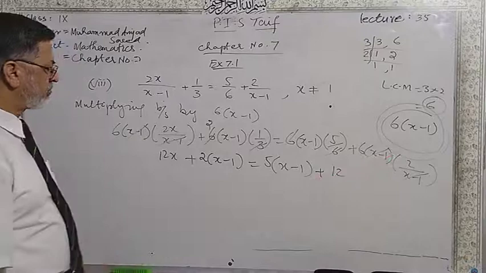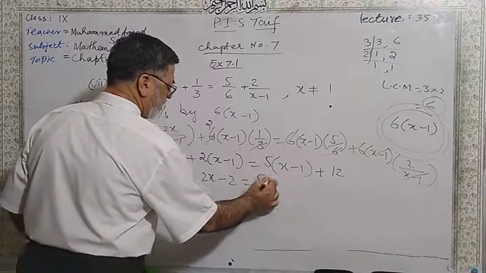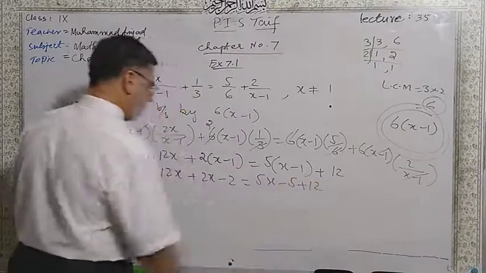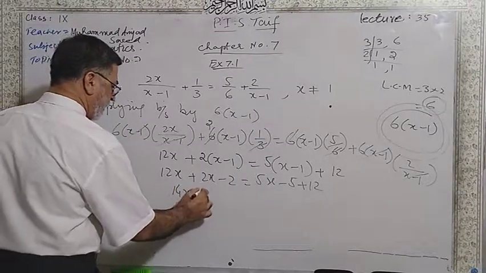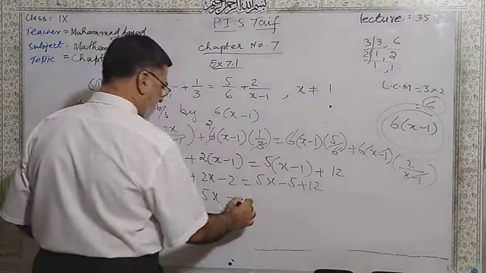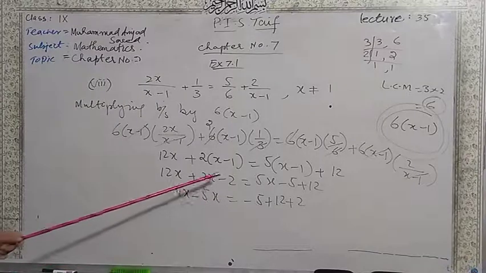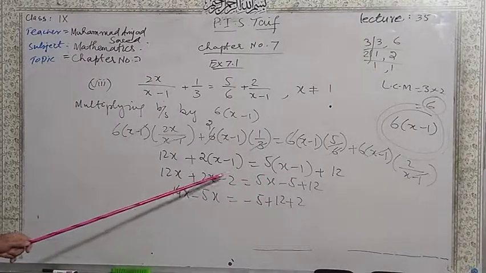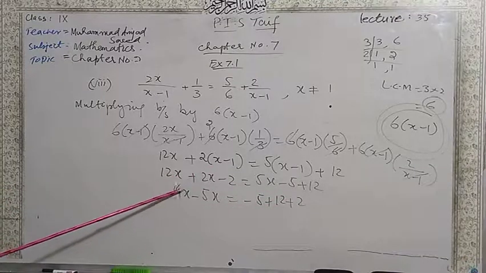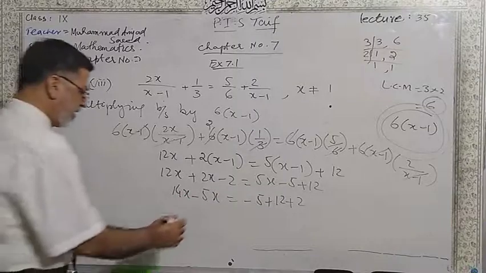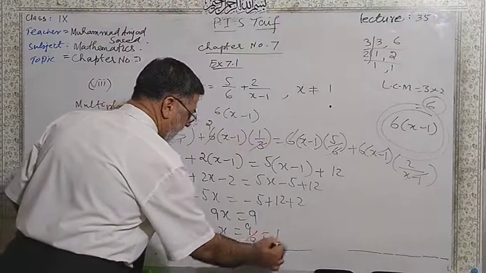Plus 12. Here you can have 12x plus 2x minus 2. 5x minus 5 plus 12. 14x and minus 5x is equal to minus 5 plus 12 plus 2. Minus 5 plus 12, and this minus 2 is shifted to the right hand side. Here 12x plus 2x is 14x, bring 5x to the left hand side. Here 9x is equal to 9 and x is equal to 9 by 9, that is 1.